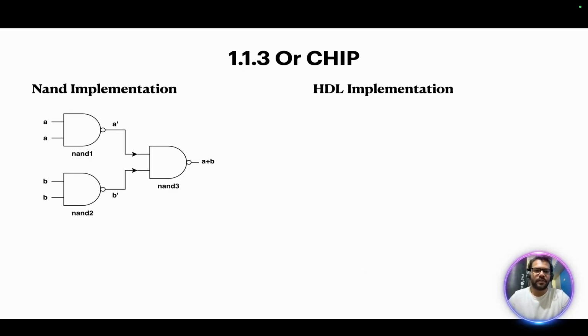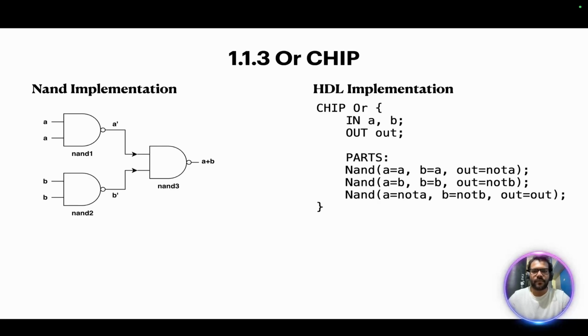HDL implementation, A and B are the inputs, out is the output. You have 3 NAND gates in the parts. So A, B, out, NAND, you have A is A, B is A, output is not A. These are the temporary variables which will be passed to the last chip. So second gate, B and B, you got output is not B, being fed into not A and not B.